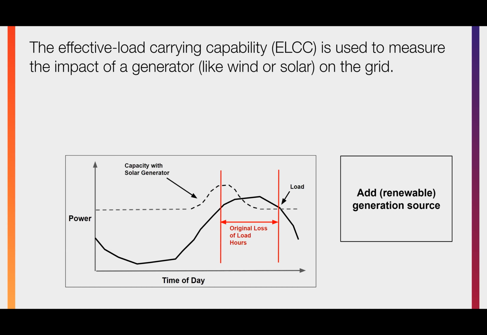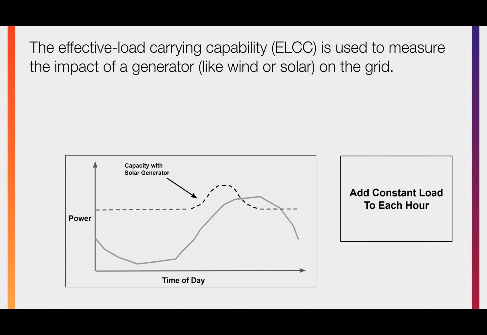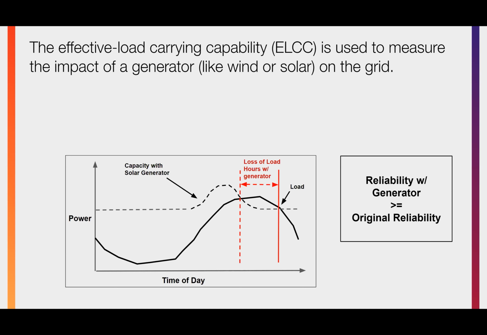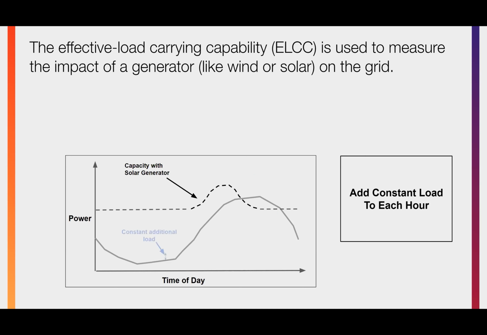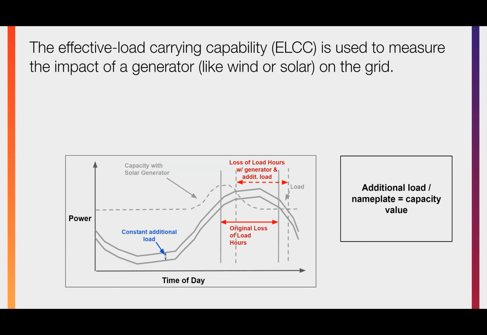If you add a renewable generation source, in this case solar, you can see that you gain that additional capacity in the middle of the day. What that leads to is then you have a greater reliability with that generator and a smaller number of loss of load hours due to that additional capacity coming on. What we then want to do is add this incremental load, this constant load, which is represented by that small blue line, which generates this new hypothetical load curve. And then we can run the same analysis over and over until we find that the new reliability is equal to the original reliability. And when that happens, that additional load, which is able to come onto the grid, divided by your nameplate, is your respective capacity value.